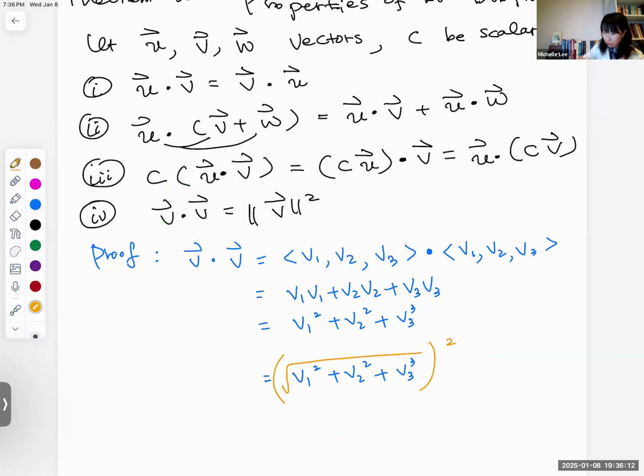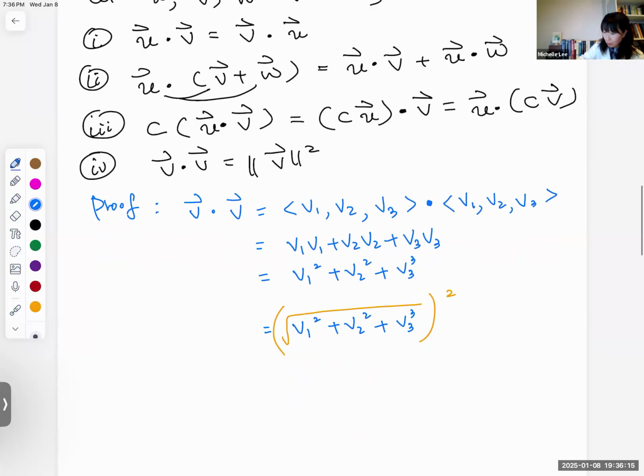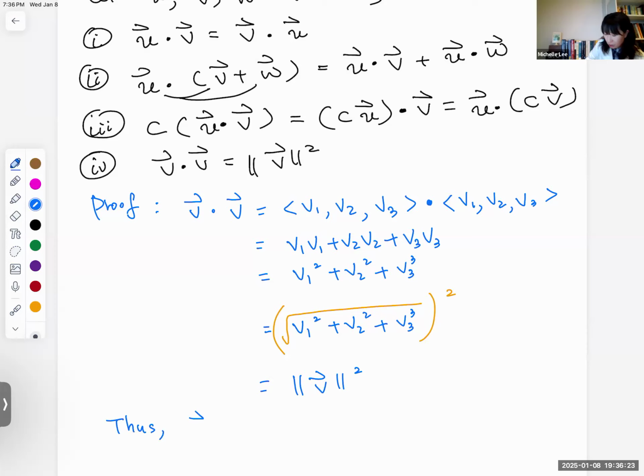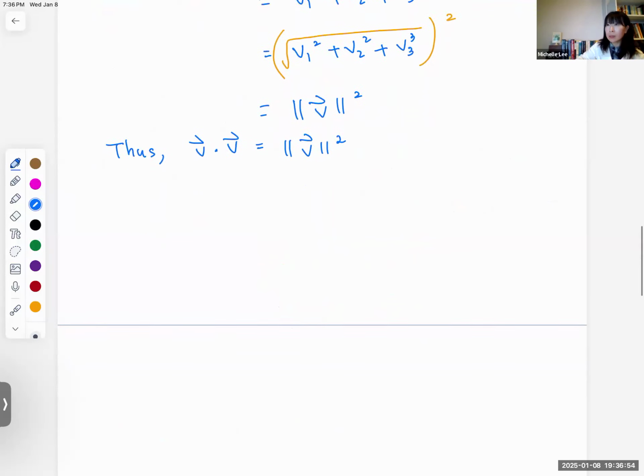Let me write it down. So this is the magnitude of vector v and then squared. So just to conclude, the dot product of v with itself gives us the magnitude of vector v squared. Okay, let's do an example.